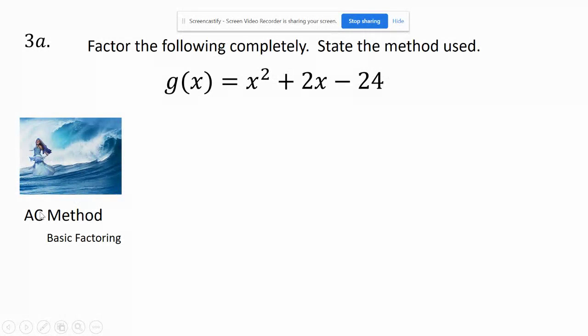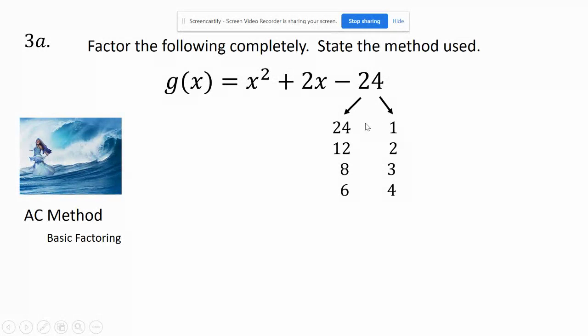The other teachers are calling it the AC method. Just be aware that there won't be one exactly like this on the test where you have to state the method. You think there's one where you have to factor one like this. And what I'm going to do is this here. If there's no number in front, well, technically there is. It's the number 1. Look at the last number, the 24.